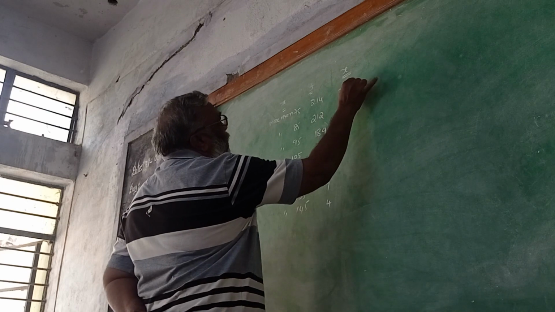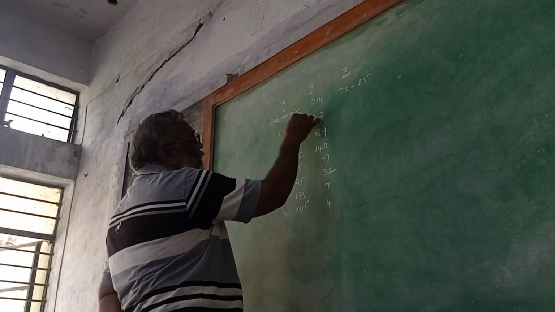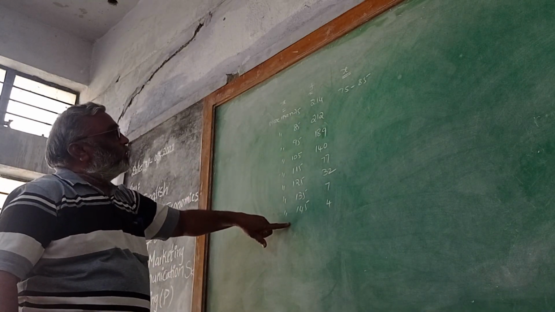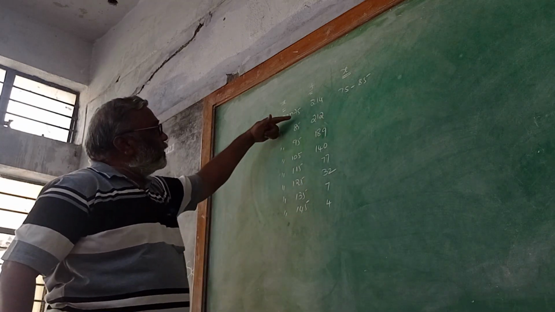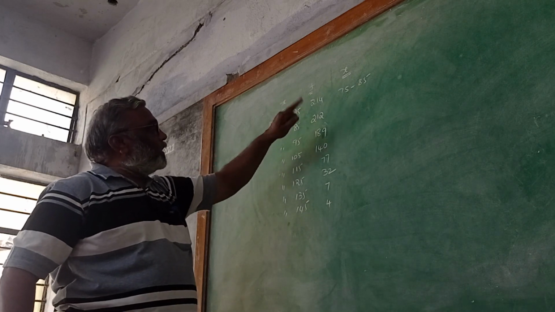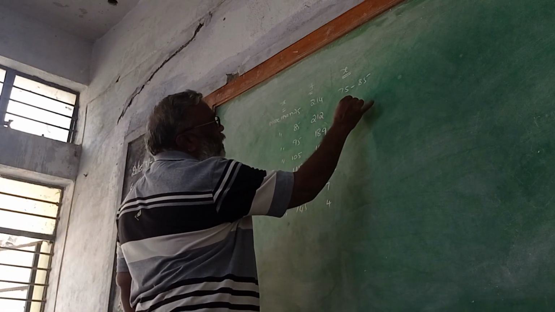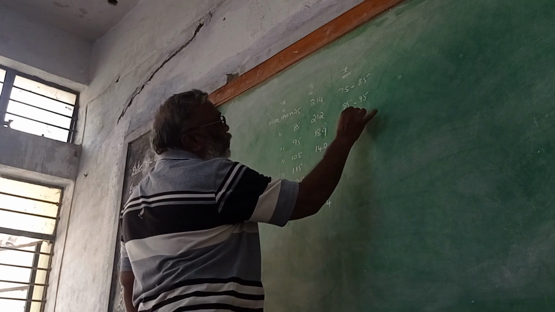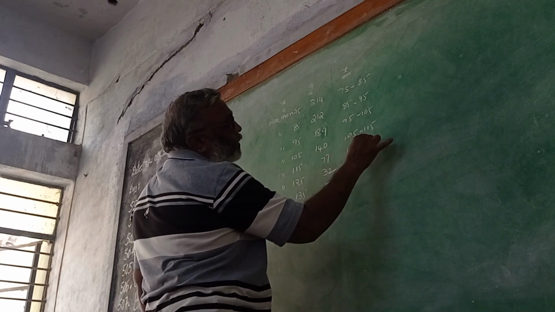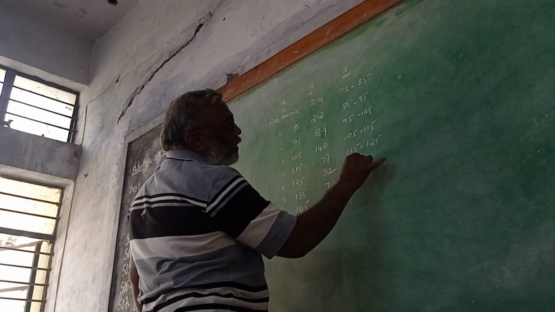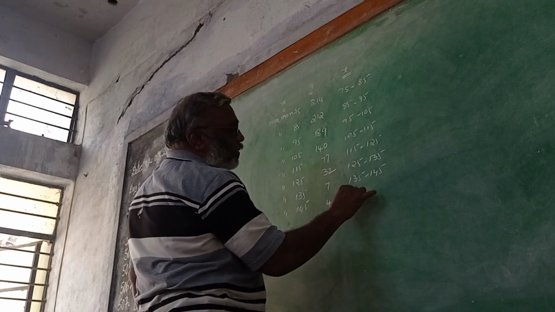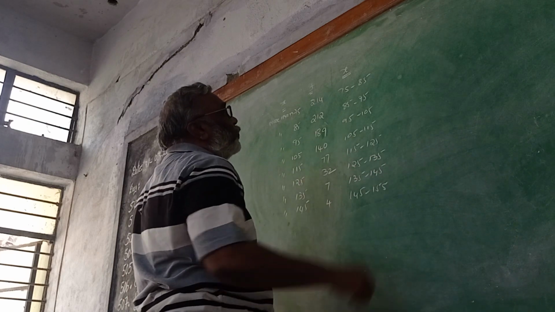75 to 85. This is the difference between item to item, 10. All these are lower limits. We are going to find upper limits. Item to item difference is 10. 75 plus 10, 85. 85 plus 10, 95. 95 to 105. 105 to 115. 115 to 125. 125 to 135. 135 to 145, 145 to 155.